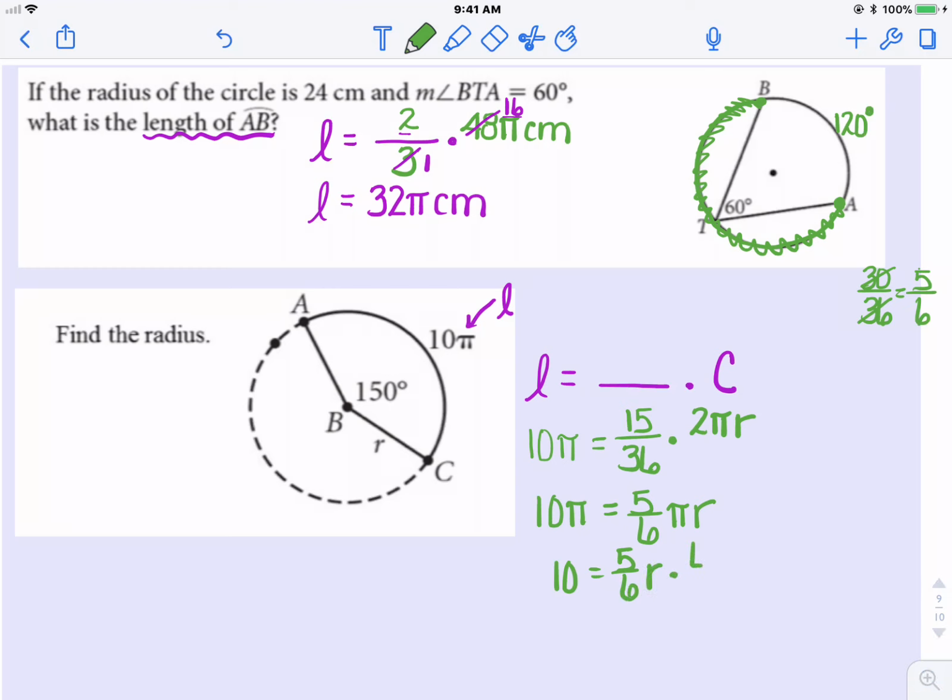And finally multiplying both sides by 6/5 in order to calculate my radius. On this side, I would do 10 divided by 5, which is 2, times 6, which is 12. And I don't know our units, so we're just simply going to say our radius is 12 units long, whatever the units had been for the arc length.